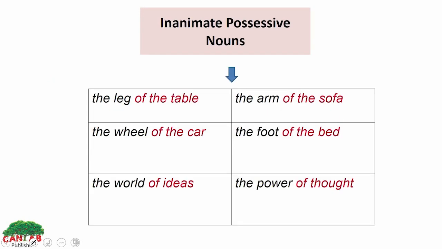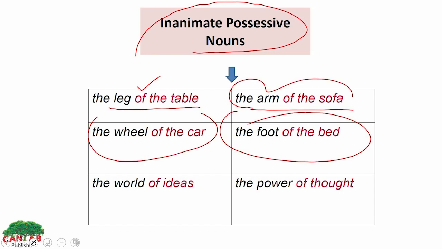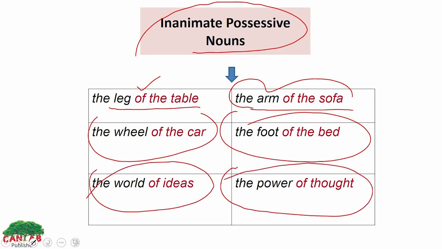Now look at the inanimate possessive nouns, both singular and plural. The leg of the table, the arm of the sofa. Here we will just put a preposition to show the relationship between inanimate nouns. The table possesses a leg. The arm of the sofa, the wheel of the car, the foot of the bed, the world of the ideas, the power of thought. We will simply put the preposition "of" to show the relationship between the two inanimate nouns here.